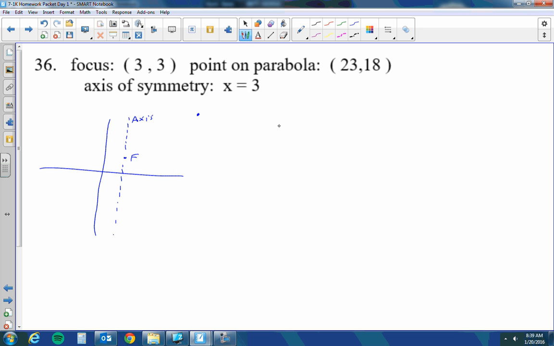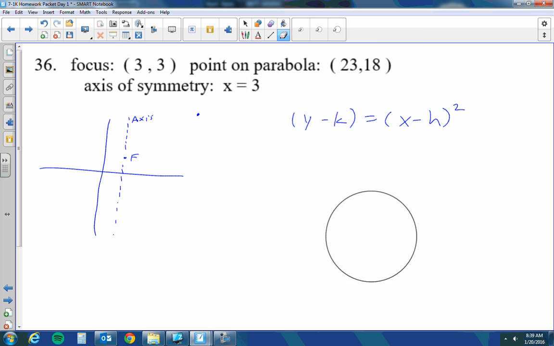Now, let me write out the form. If it's a vertical parabola, we know that much because the axis is vertical, then you'll have y minus k over here and x minus h squared over here. It's a y equals x squared type of parabola. It's vertical. And then the coefficient is 4p. And p could be positive or negative. That's how we get one going up or maybe going down.